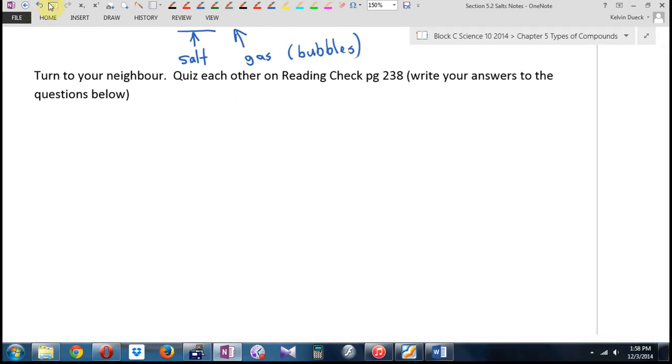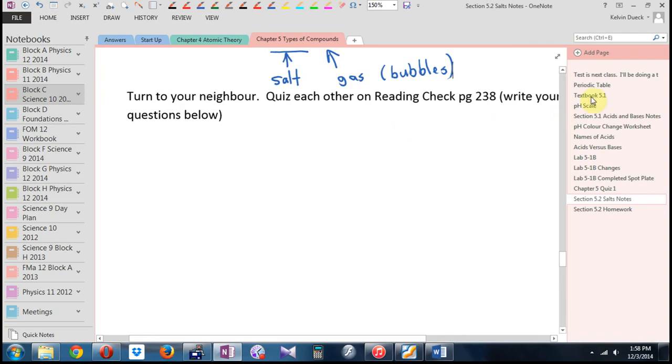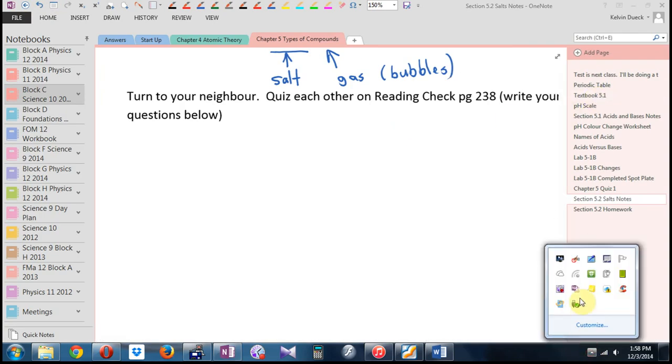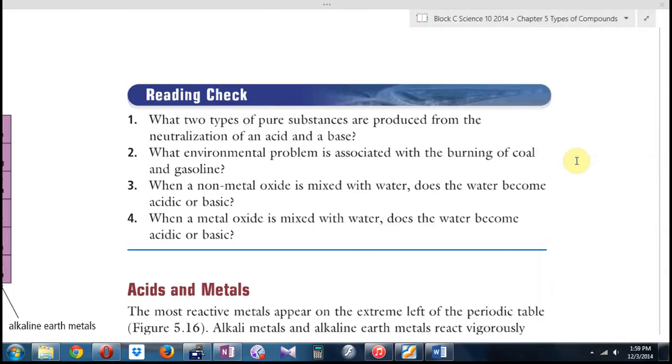Quick like a bunny. So I'm going to go to page 238, which I think I have here. Oh, I haven't printed it up yet. Hang on. Pause. What two types of pure substances are produced from an acid-base neutralization reaction? Okay. Salt and water. You guys are okay if I always abbreviate water as H2O? We're sciencey enough that I can do that, yeah? And what's the salt? It's going to be the non-metal from the acid and the metal from the base. Crisscross them properly. They'll combine.